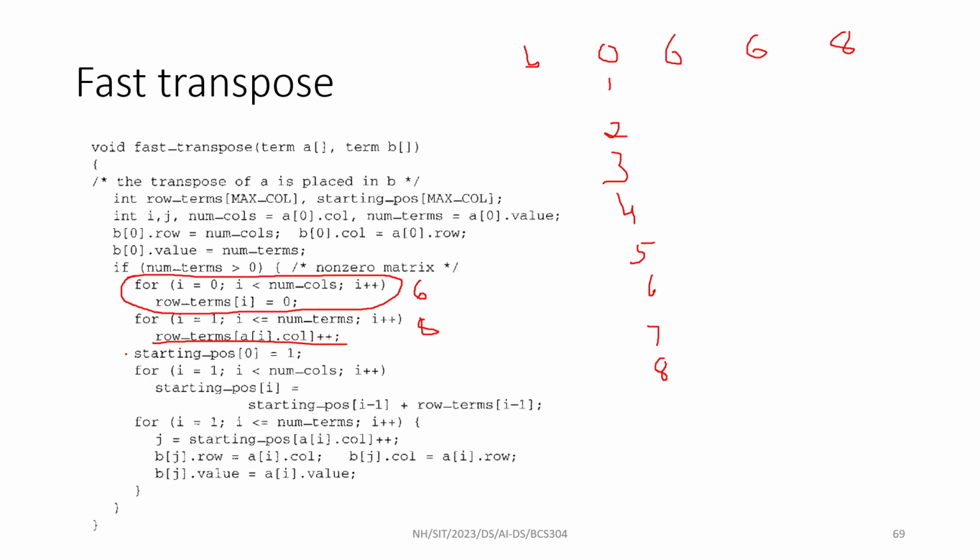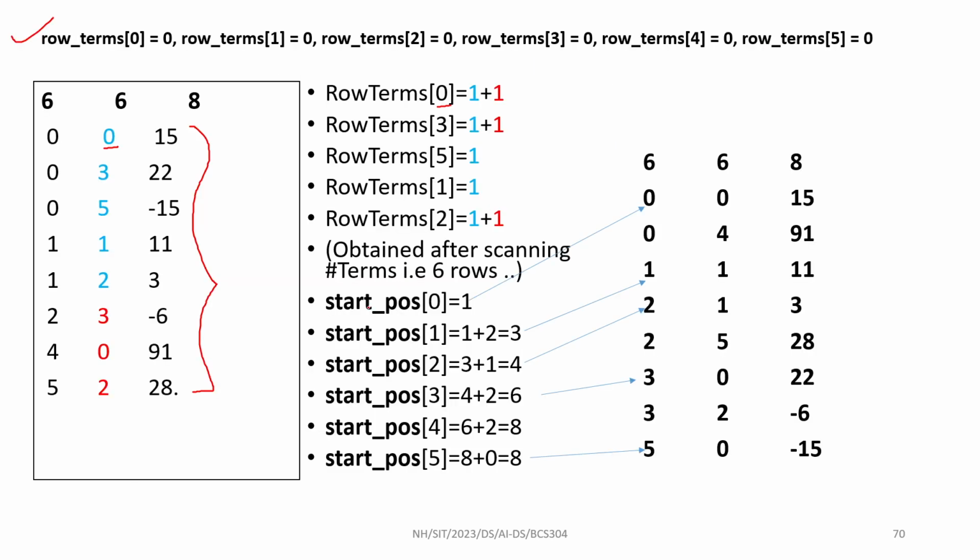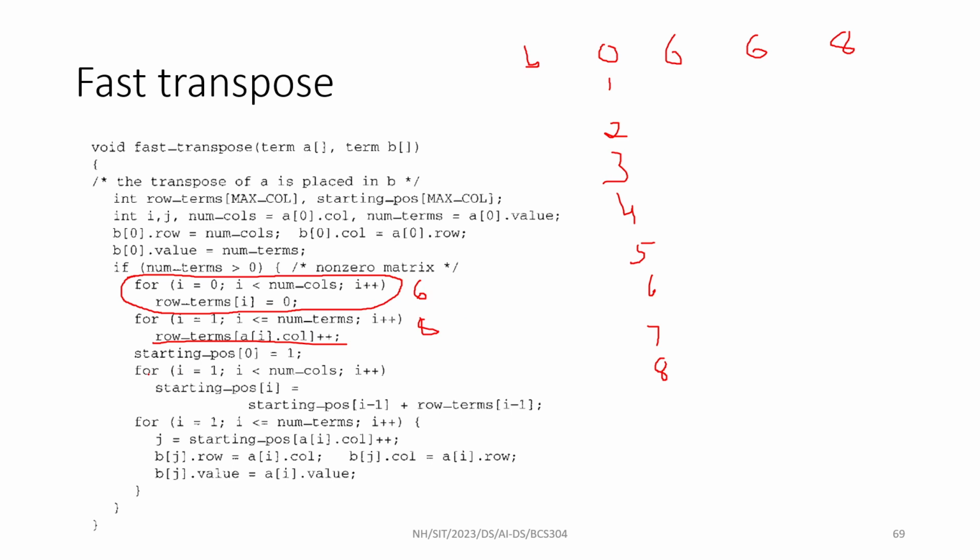Next, initialize starting position to 0. Then you have to scan starting from the first till the last. The starting position is obtained by adding the previous index starting position and the previous row terms value. This you have to add. Again this you have to repeat 6 times. Then scanning all the columns, all the terms for i equal to 1. Why i equal to 1? Because the new data will sit in the first row. i equal to 1, i less than terms.